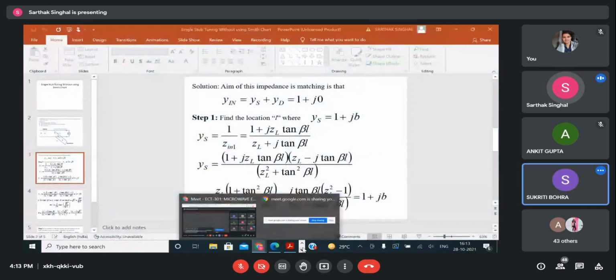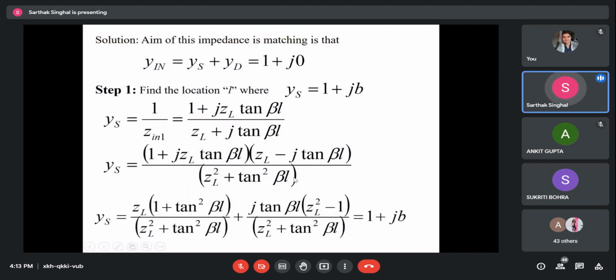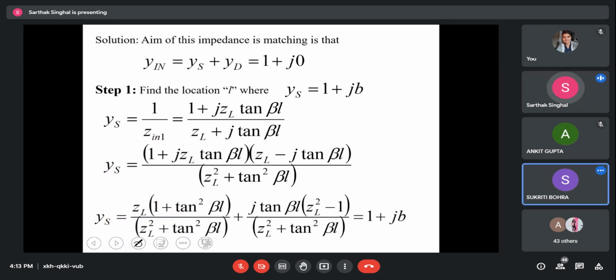Are you able to solve this value? No, sir. Till what point are you able to understand? Sir, till we had written the equation for y s. Okay. You have written this equation, right? Yes, sir. Okay.